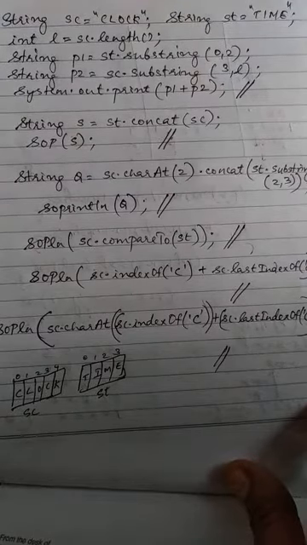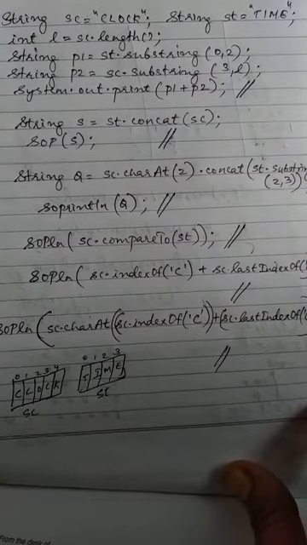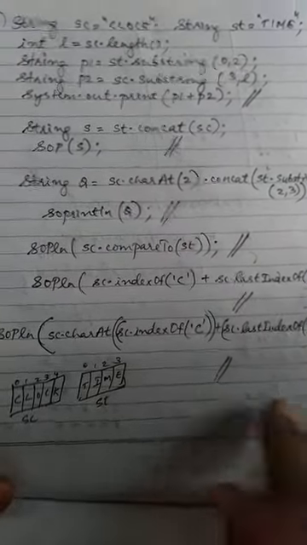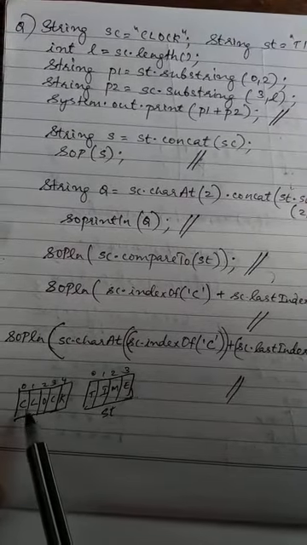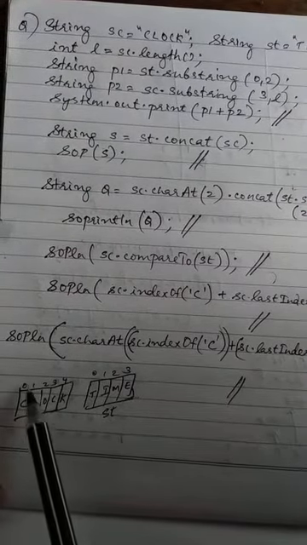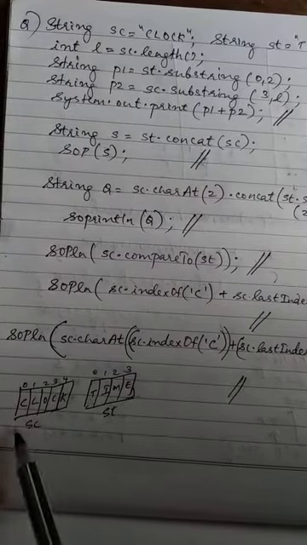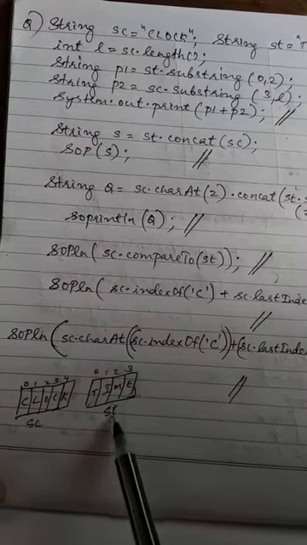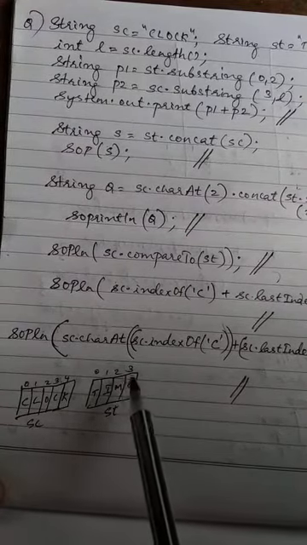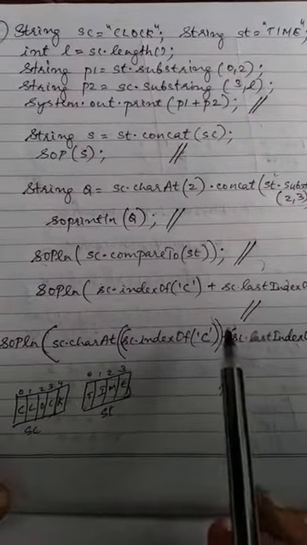Given that string sc is equal to clock, string st is equal to time. Looking at the first line, you just draw sc and st like this. Okay, sc is equal to clock. What are the index numbers? Index numbers you can write either at the top or at the bottom. Begins at 0, 1, 2, 3, 4, and this is st, time, 0, 1, 2, 3. Just write like this as soon as you get the question.